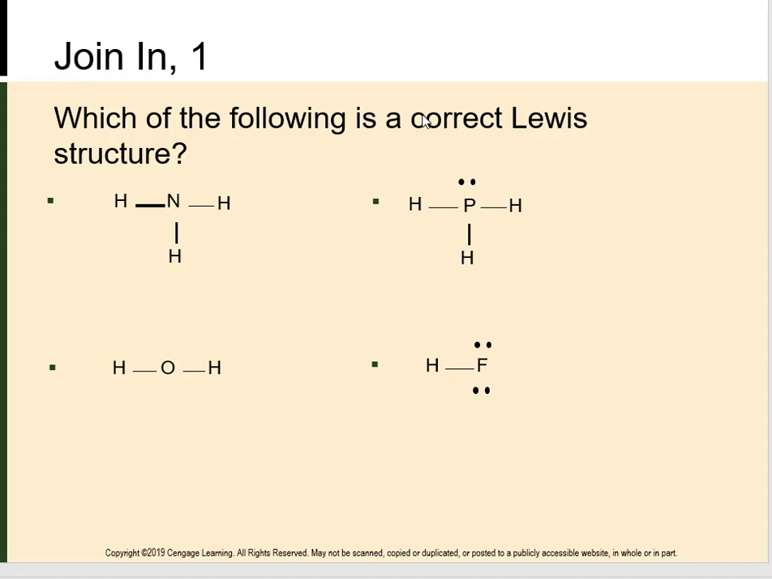How about this? Which one of these is the correct Lewis structure? This one, we'll call this A. We'll call the one to the right of it B. This one C and this one D. Take a second, pause the video.